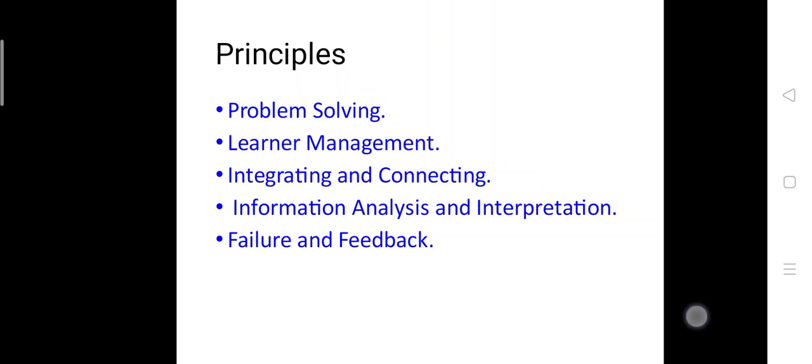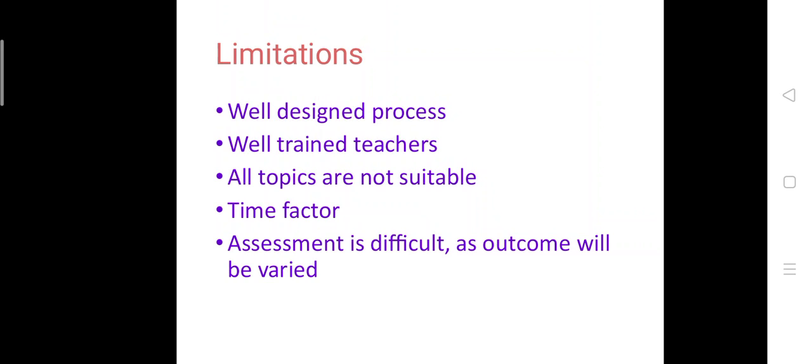So these are the five principles of discovery learning, and there are some limitations as well. The discovery approach requires a well designed process. That's the first precondition for a discovery approach to succeed. If students need to develop a comprehensive concept to the desired extent, a strong, systematic and well designed process is required. And naturally, teachers shall be well trained, and not all topics are suitable. Only selected topics are suitable for this discovery approach.